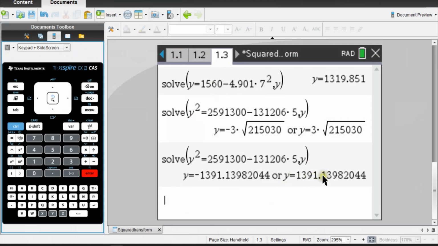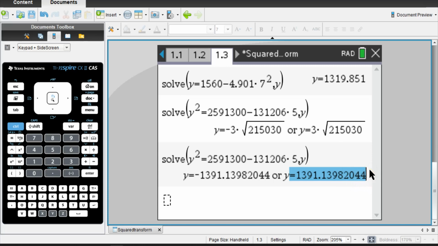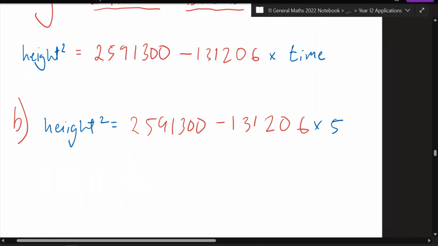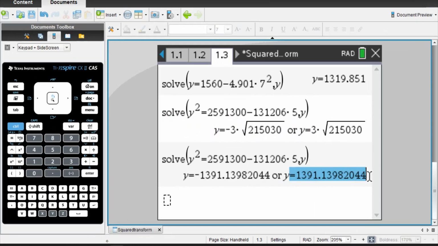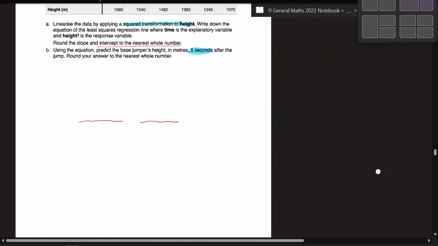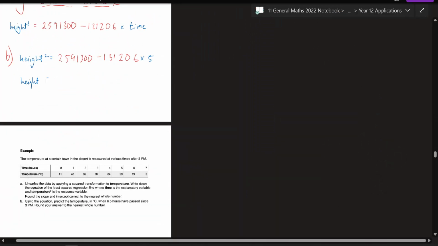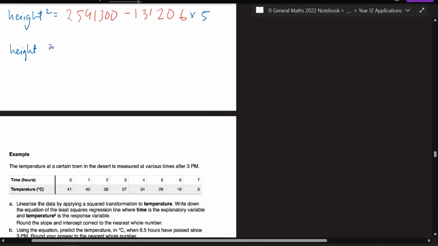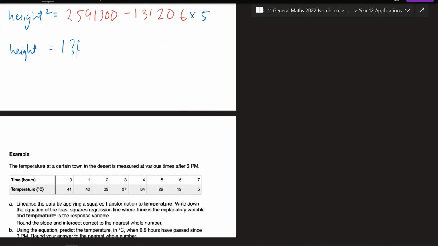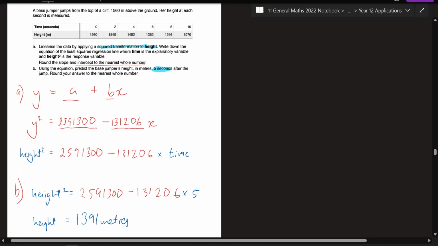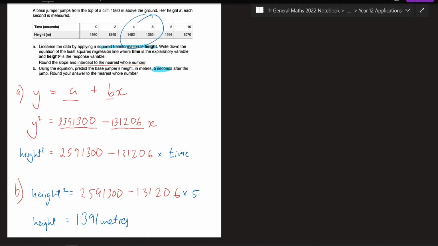Obviously, it's the positive one, yeah? So 1391. We'll round it to, does it say to round? I think it does. Whole number, okay? So it should be height is equal to 1391. And you can check your answer. If it's 5, it should fall between these two, which it does.